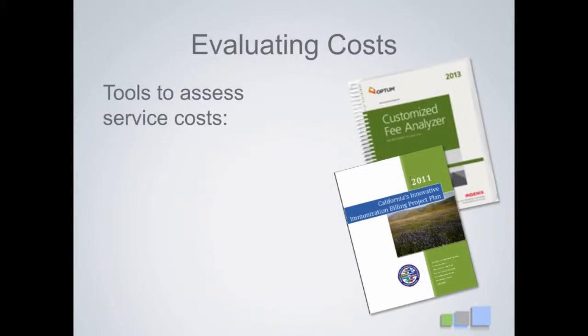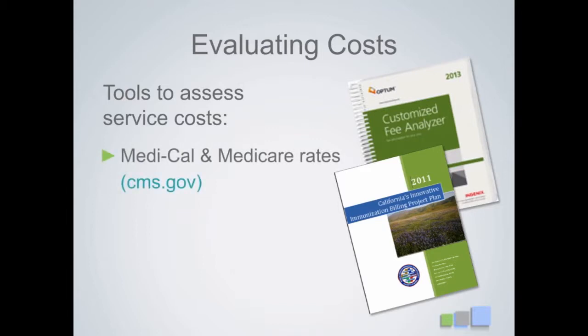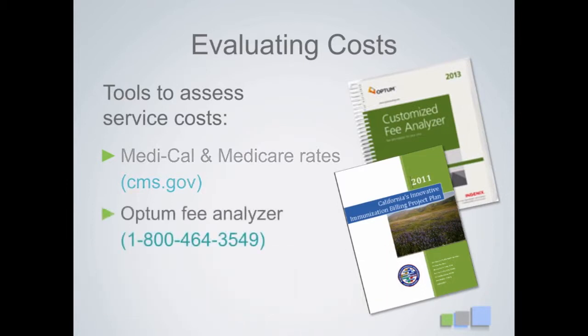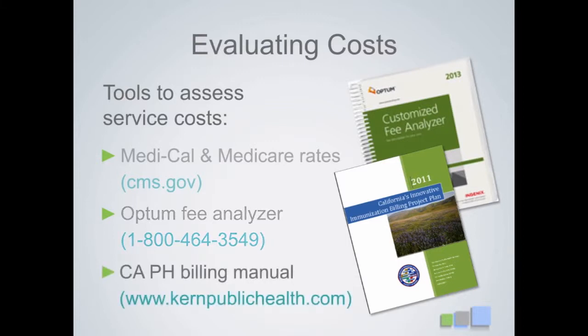After you determine your costs, you'll want to compare those to the prevailing rates of service for your area. These can be found in several places, including published Medicare and Medi-Cal rates. These resources will be summarized on a job aid for evaluating clinic costs. Optum, formerly known as Ingenix, offers a customized manual in both printed and digital formats for a fee. The customized fee analyzer lists the median fees for service within your zip code. To access the California Public Health Billing Manual, go to the website kernpublichealth.com and select Hot Topic.